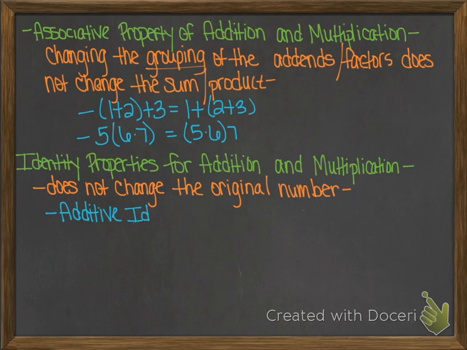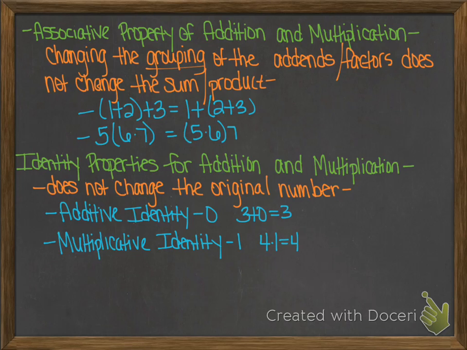So the additive identity, that number is 0. And if we add 0 to any number, it's not going to change it. So 3 plus 0 is still going to remain at 3. The multiplicative identity is 1. Any number that we multiply by 1 isn't going to change. So 4 times 1 will equal 4.